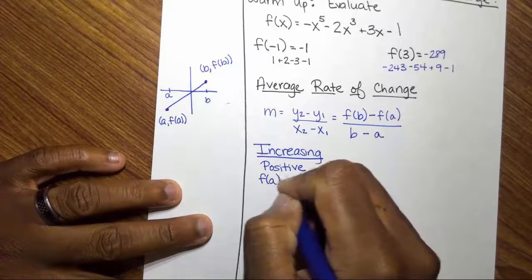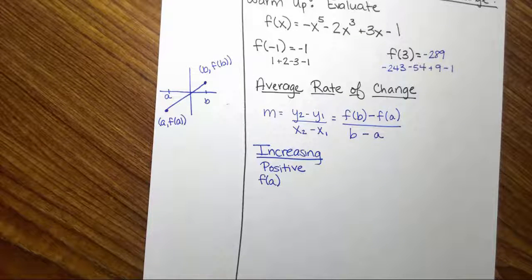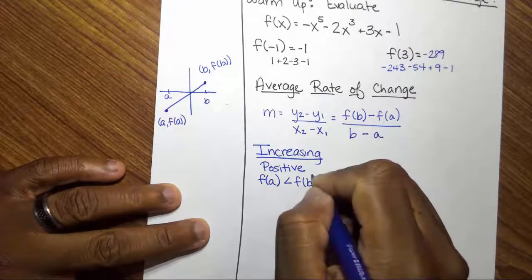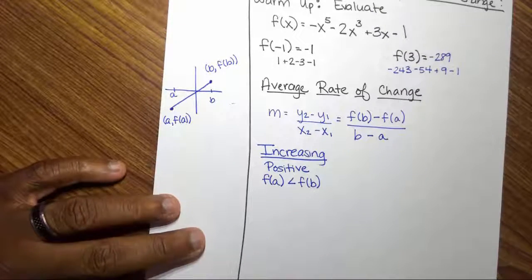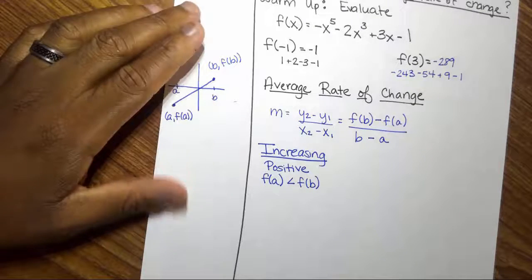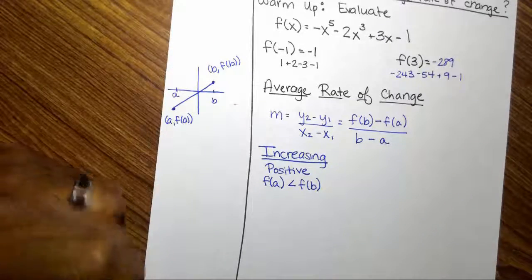If f of A is below, how do you say below in terms of math? Less than. If f of A is less than f of B, and a function is increasing, which means this: if your y value starts down and you rise up to a higher y value, your function should have a positive slope, right? Think about that. You're starting down and you're going up. Everybody understand that?